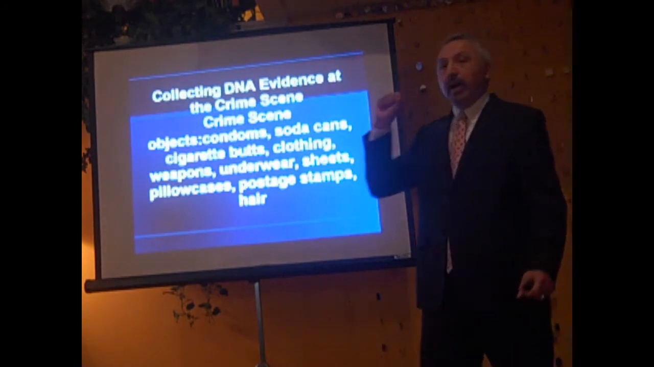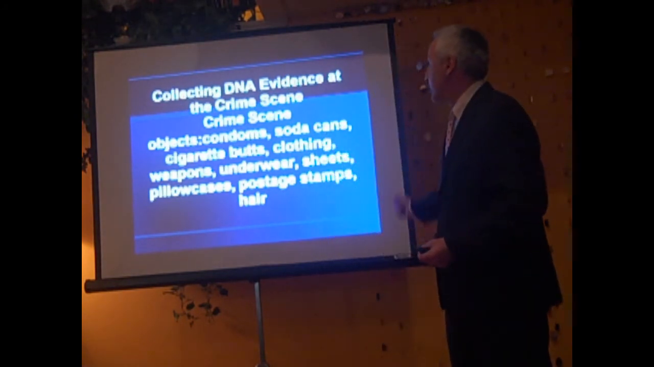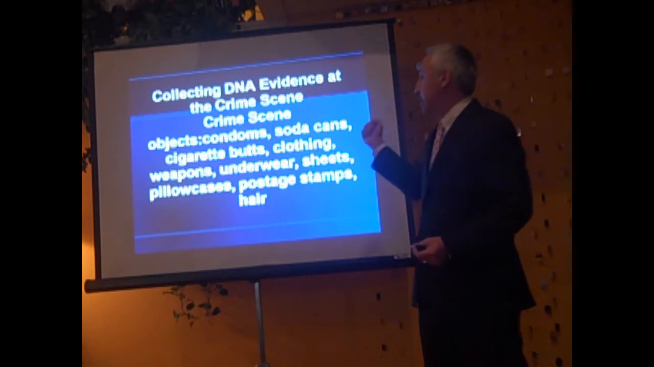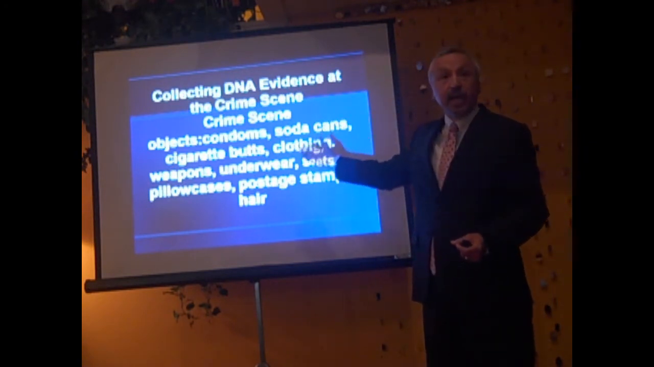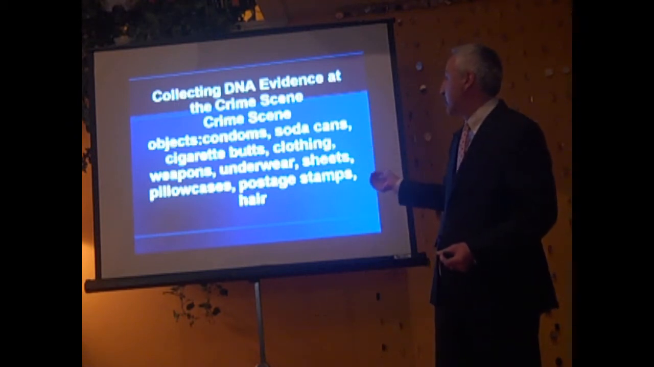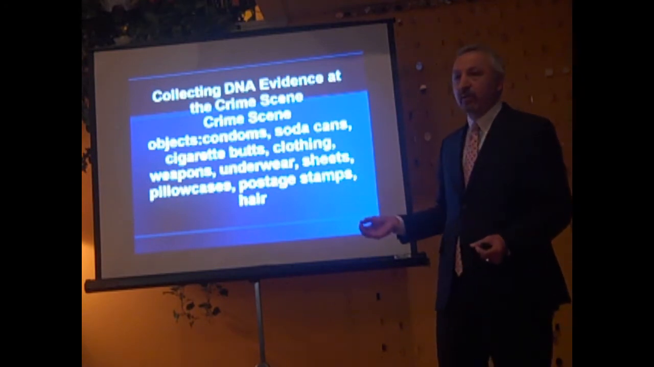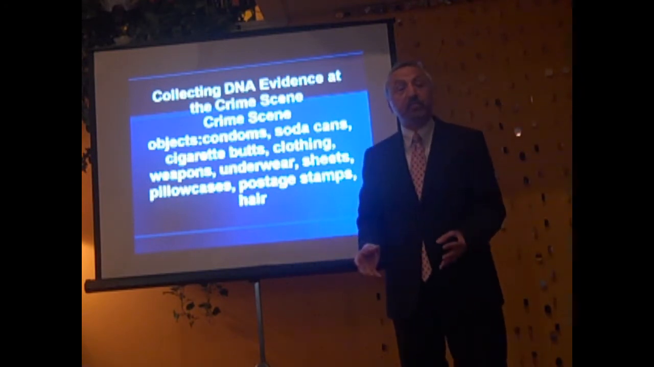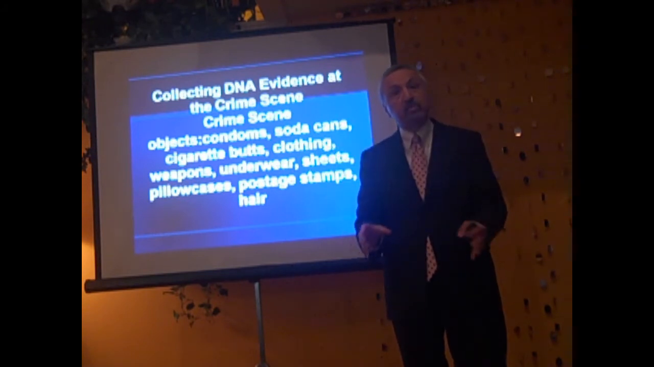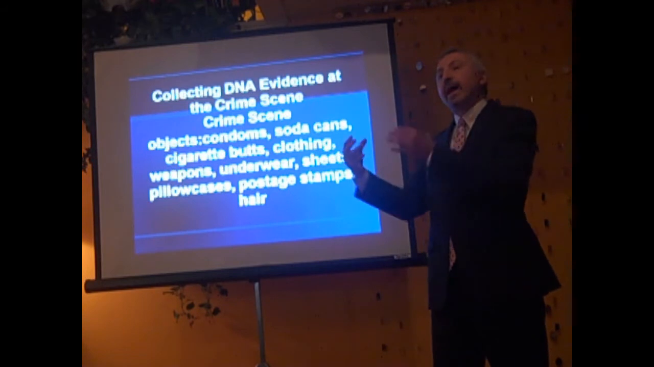So, a crime scene technician who comes to the crime scene looks for objects where there's a likelihood of DNA. So condoms, soda cans, cigarette butts, clothing, weapons, underwear, sheets, pillowcases, postage stamps, and hair. They will collect that evidence very carefully with gloves so as not to contaminate or ruin anything, package it up, and take it back to the crime lab.